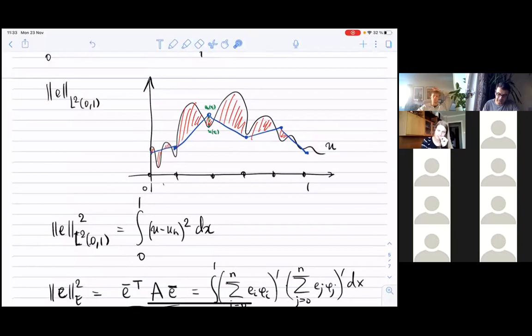So in finite difference, usually they use the little L2 because they want to estimate how good the approximation is at those points. But this is not the case here in finite element. This is a continuous function, and we want to see how good we are approximating in between.